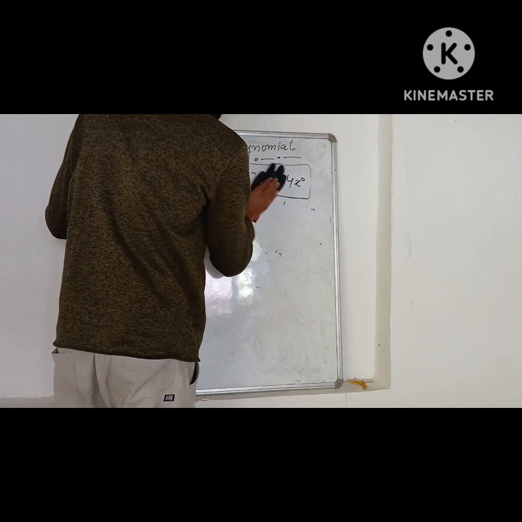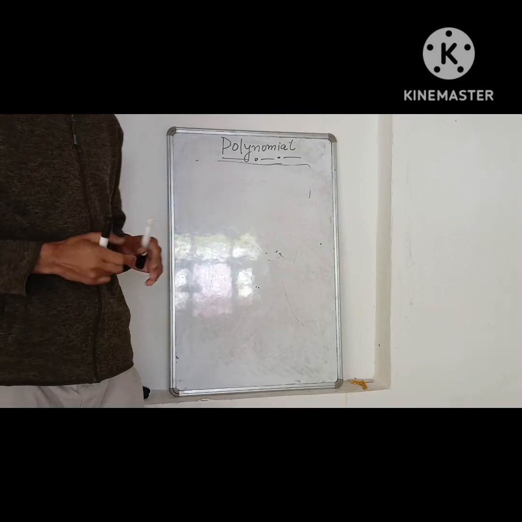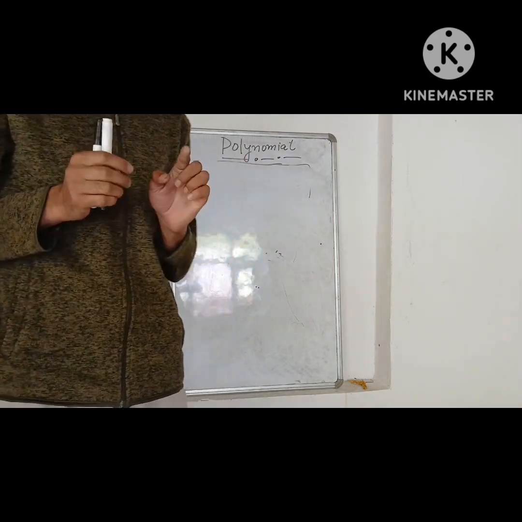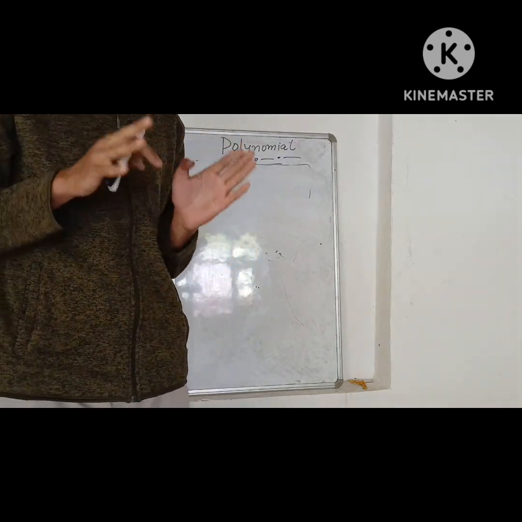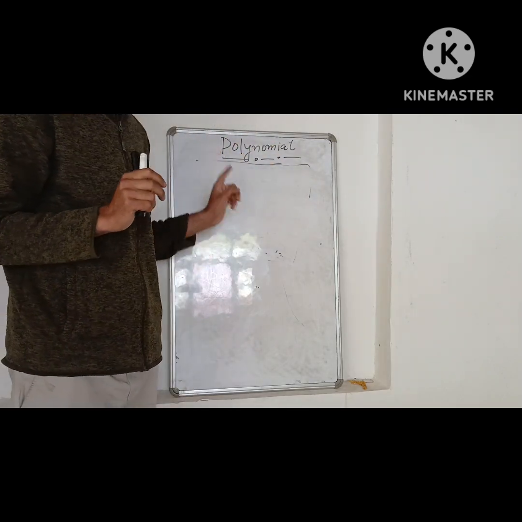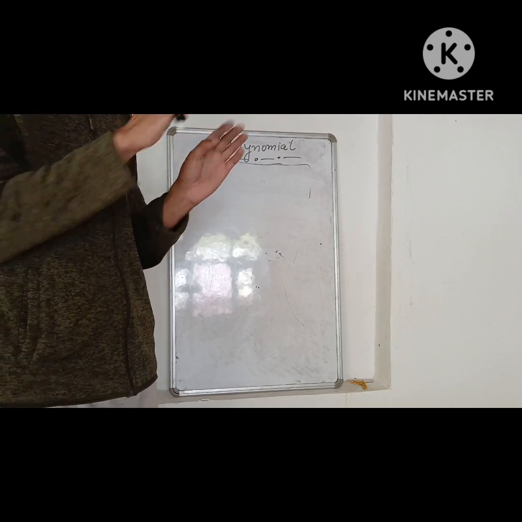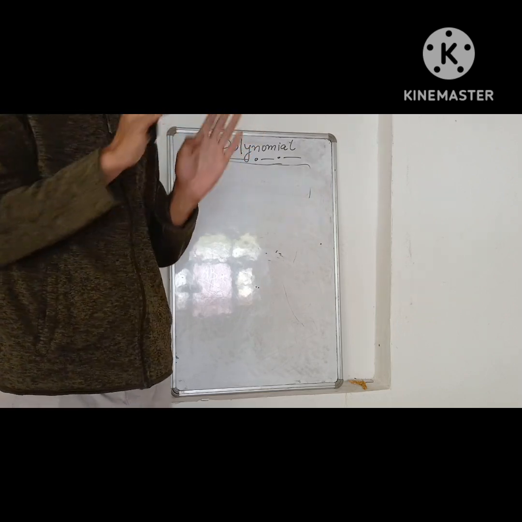The next thing is polynomial. Actually, polynomial is a special case of algebraic expression. What was in algebraic expression? The powers were in the form of rational numbers, but here the powers are in the form of whole numbers. That is the only difference between an algebraic expression and a polynomial.